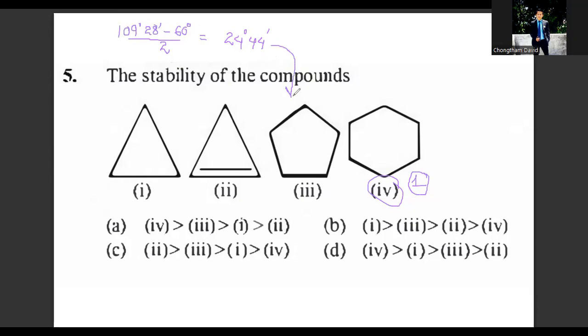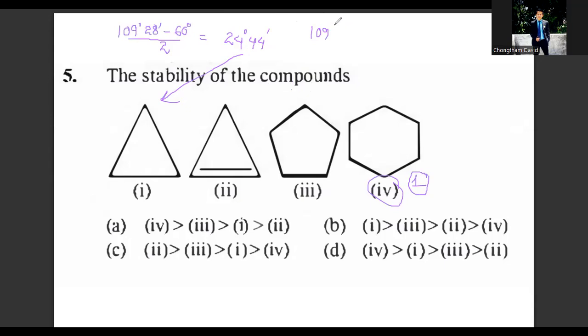Okay, I'm calculating for option number 3. And for cyclopentane, sorry, this is for cyclopropane. So cyclopropane will be this one. And for cyclopentane, you can easily calculate by Baeyer strain theory.